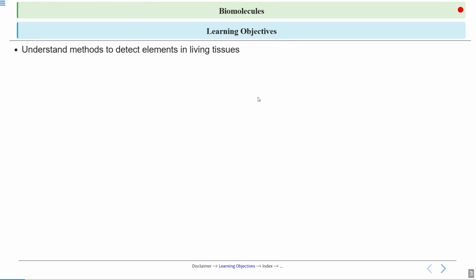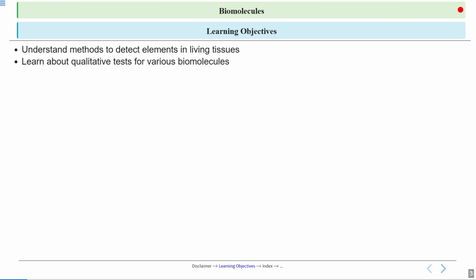So, what are the objectives of this session? The objective of today's session is to understand the methods to detect the elements in living tissue. The living tissues as well as the non-living tissues are made up of these elements. So we will discuss how we can detect these elements in living tissues.